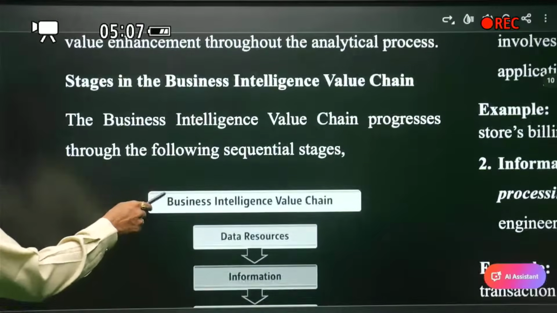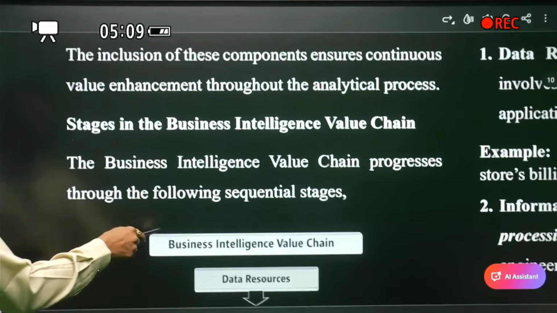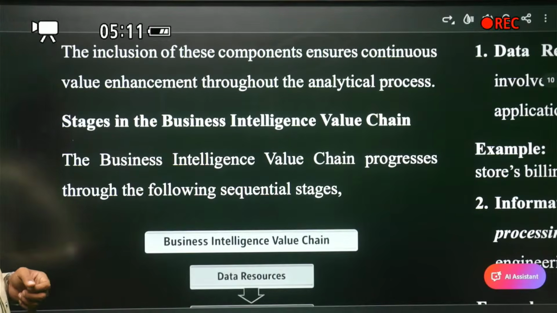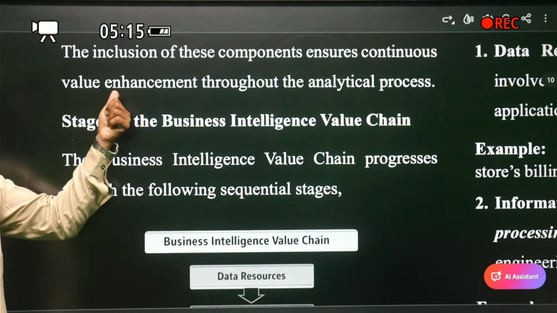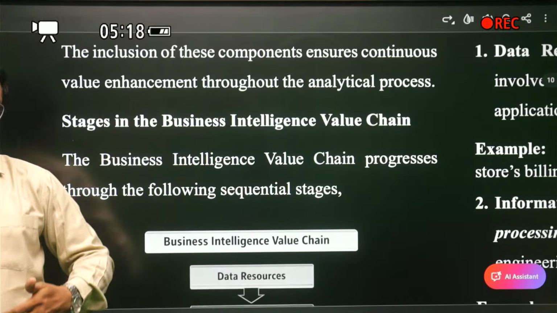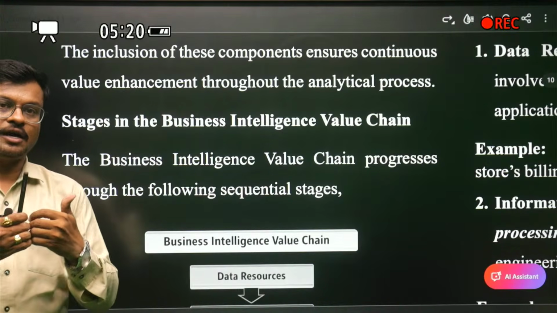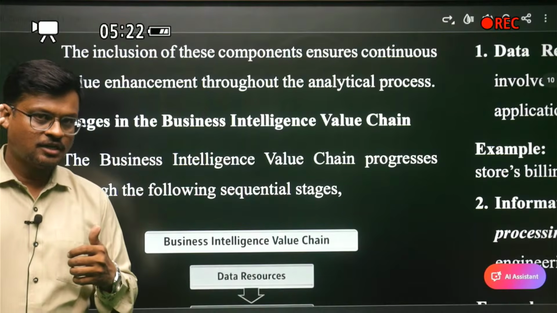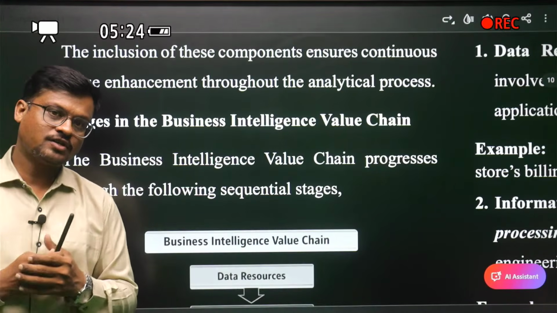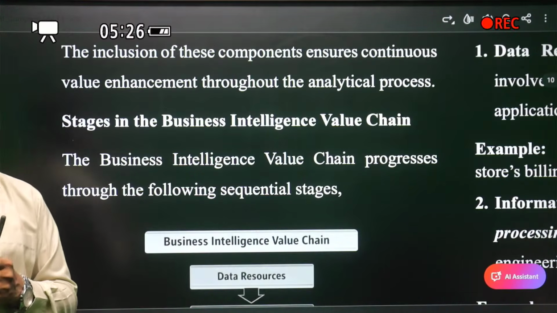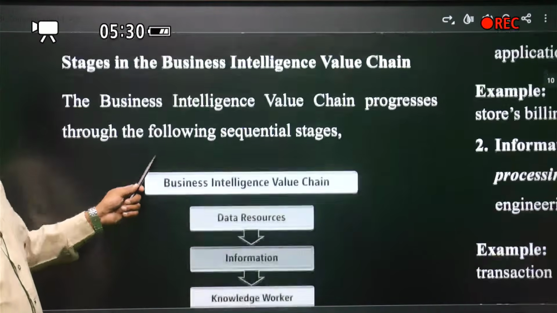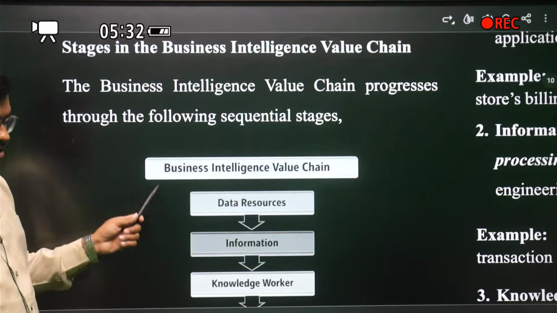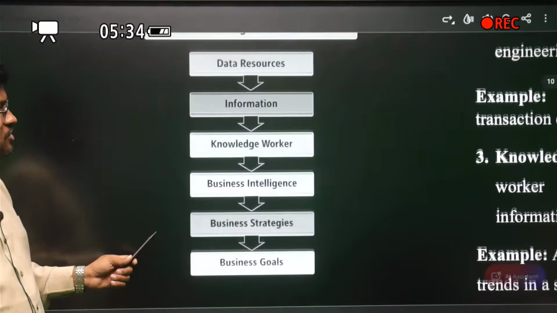After this, the inclusion of the above 8 concepts ensures that continuous value enhancement takes place. Continuously we will be adding value to the raw data at every stage, right? With the inclusion of those 8 elements, we will be adding value to the data at every stage. Stages of the business intelligence value chain go like this. These are the sequential steps.